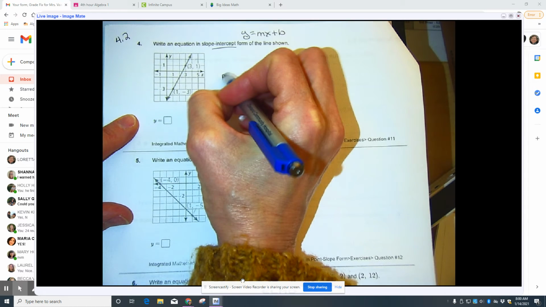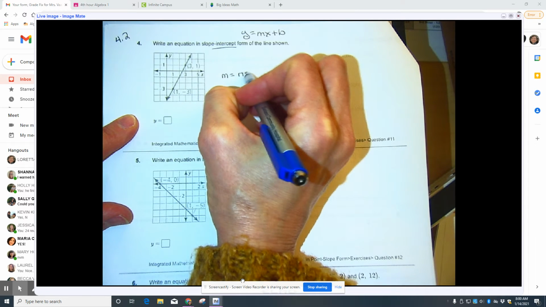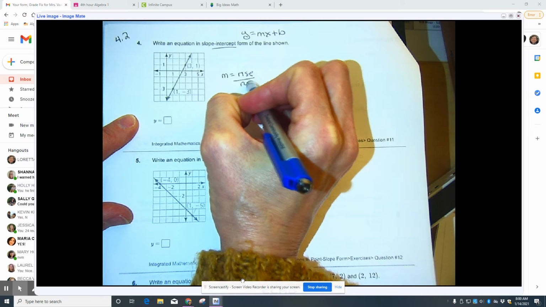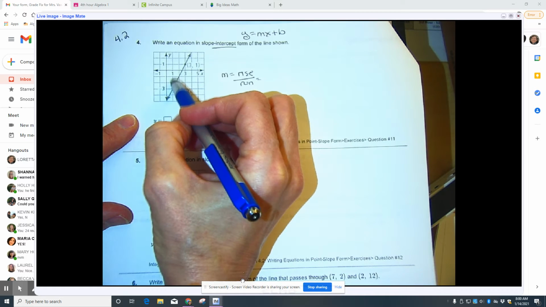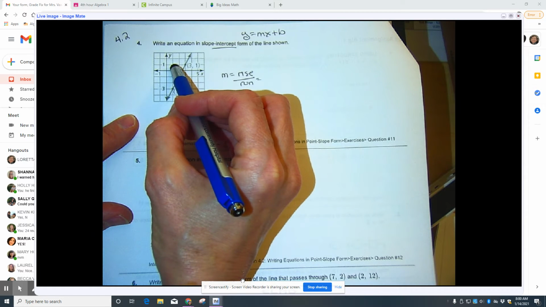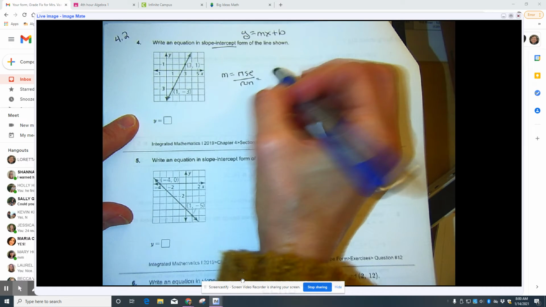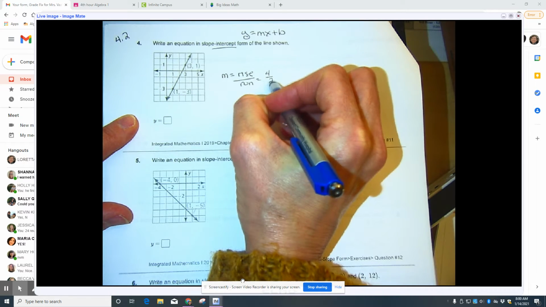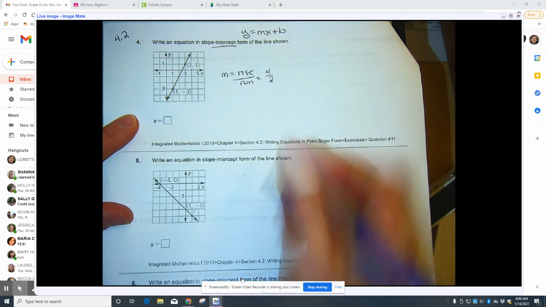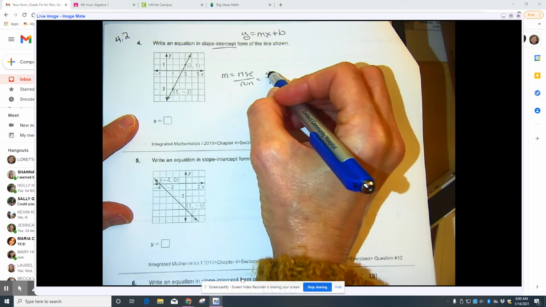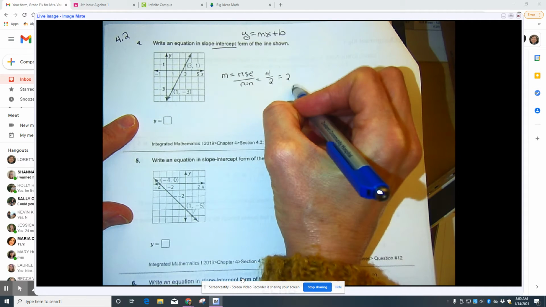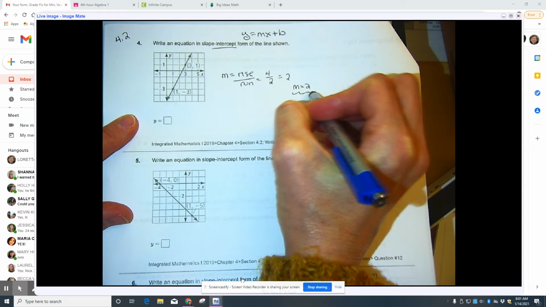Remember, slope is rise over run. And I rise 1, 2, 3, 4, and I run 2. So rise is 4, run is 2. And 4 divided by 2 is 2. So my slope is 2.